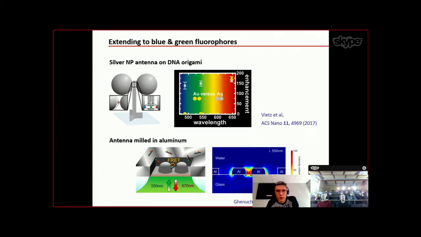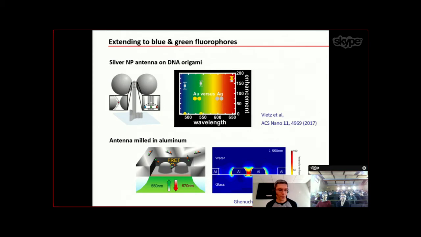Okay. Two other extensions, and I'm going to conclude, extending to the blue and the green. Because so far what I've shown you is playing with gold. Gold is very efficient above 600 nanometer, but below it's not so good. Gold looks yellow, so of course it's absorbing blue and green.